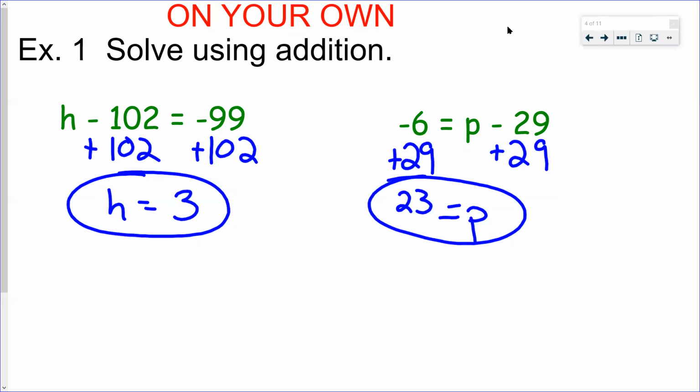All right, so when you solve both of these, for the one on the left, h minus 102 equals negative 99, you should have gotten h equals 3. And then the one on the right, negative 6 equals p minus 29, you should have gotten 23 equals p. If you wrote p equals 23, that would have been okay as well, right? Some people like to have that variable on the left side.